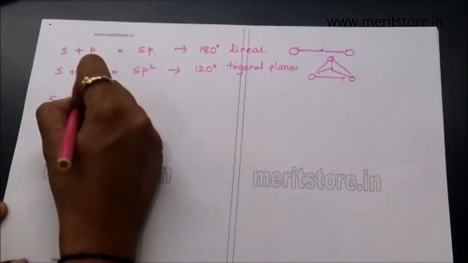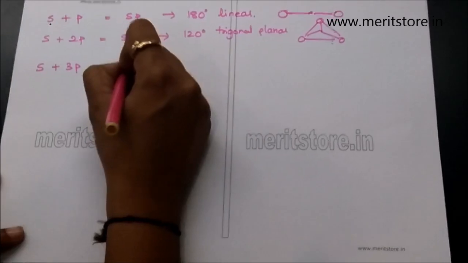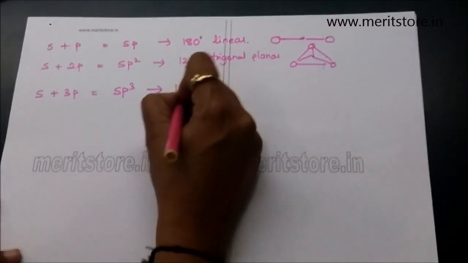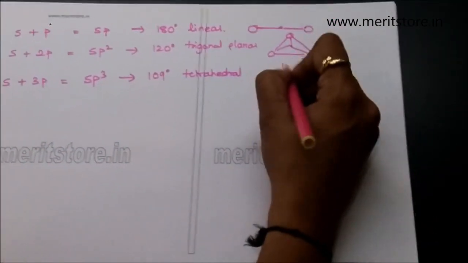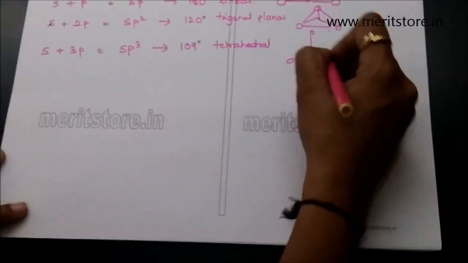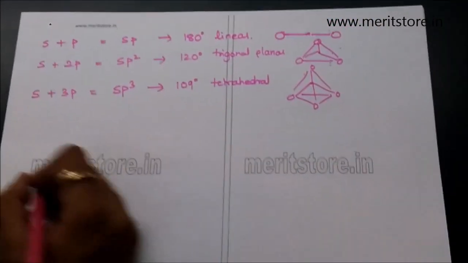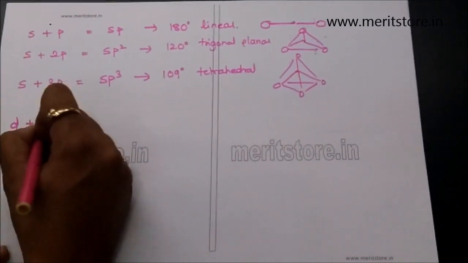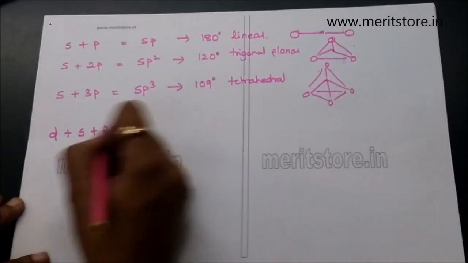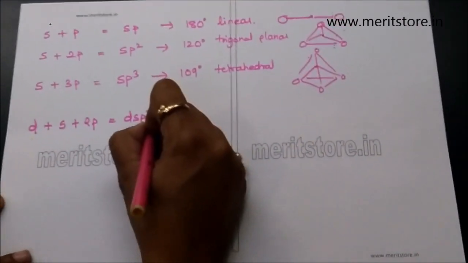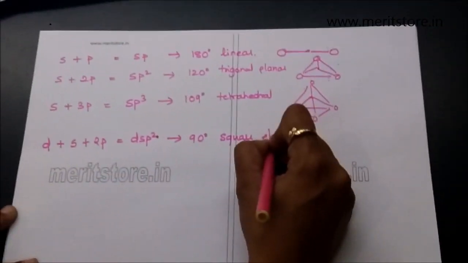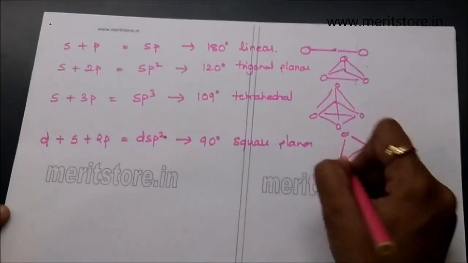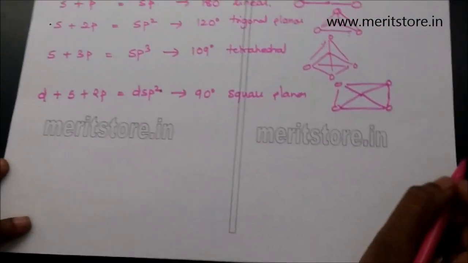When we have 1s and 3p orbitals mixed, then we have sp3 hybridization with the bond angle of 109 giving tetrahedral geometry, in which the central atom is bonded to 4 atoms which are present at the apexes of the tetrahedron. If 1d orbital, 1s orbital and 2p orbitals are mixed, it is dsp2 hybridization with the bond angle of 90 degrees, which we call a square planar structure, in which there is a central atom bonded to 4 different atoms. They are arranged at the 4 corners of the square, so it's a planar structure.